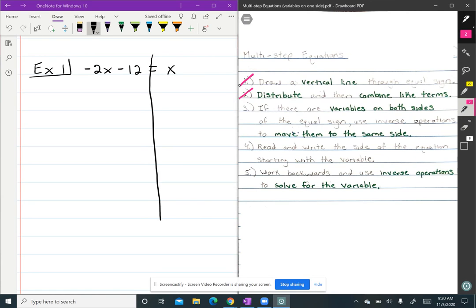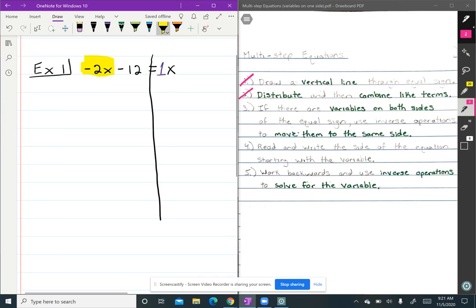If there are variables on both sides of the equal sign, use inverse operations to move them to the same side. So now we do have x's on both sides of the equal sign. So we have a negative 2x on the left and then an x on the right. As a reminder, we can put a 1 in front of the x on the left. And then because that 1x is already by itself on the right side of the equation, it's going to make more sense for us to move the negative 2x to the other side.